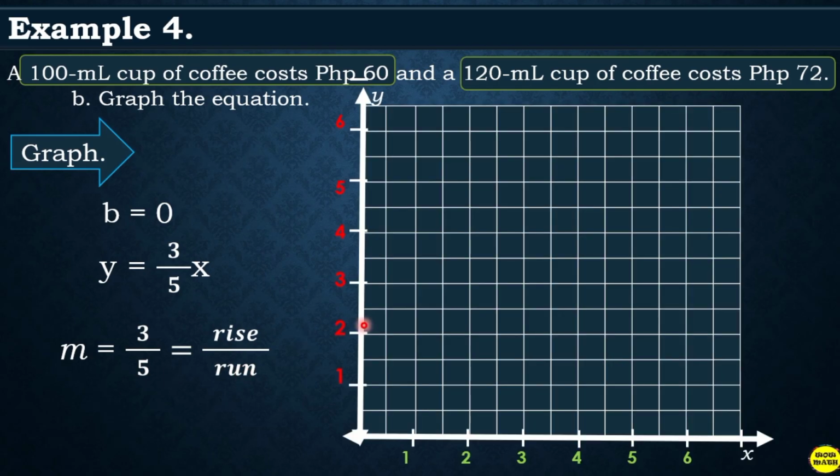Okay, so let us graph. This is our Cartesian plane. We will plot the y-intercept, which is 0, so that is the point (0, 0). It's here, the origin.